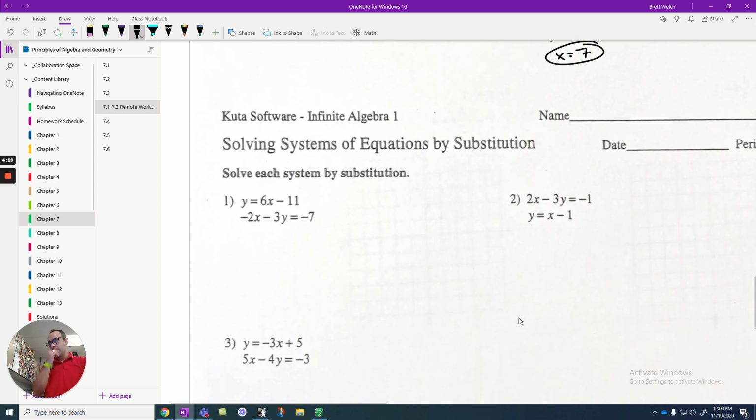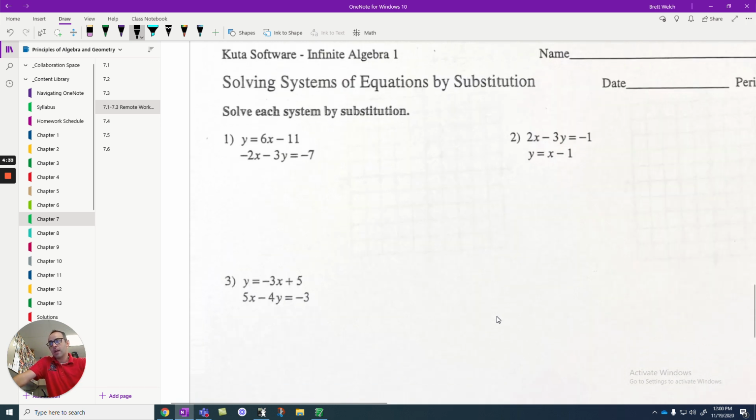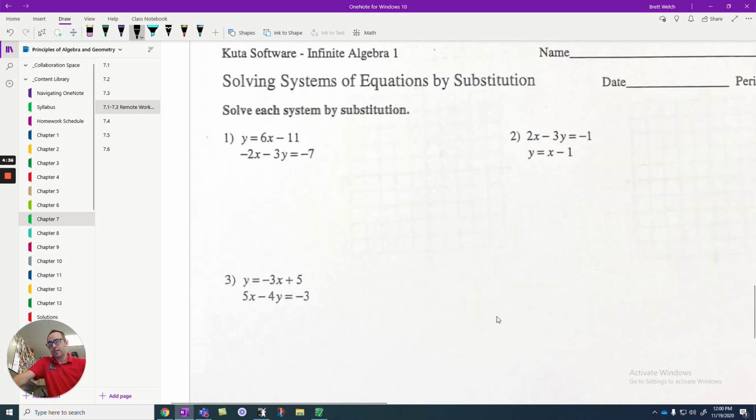However, the last 3 problems are going to use substitution. This is what we did in 7.2. Substitution is not quite the same, but they are set up pretty nicely for us. If we take a look at example number 3, or problem 3, we can see that the y on the left side is all by itself. There's not an x with it. There's no other numbers over there. So that means that y is equal to -3x plus 5, and I can put all of that information in the other equation when I see the letter y.